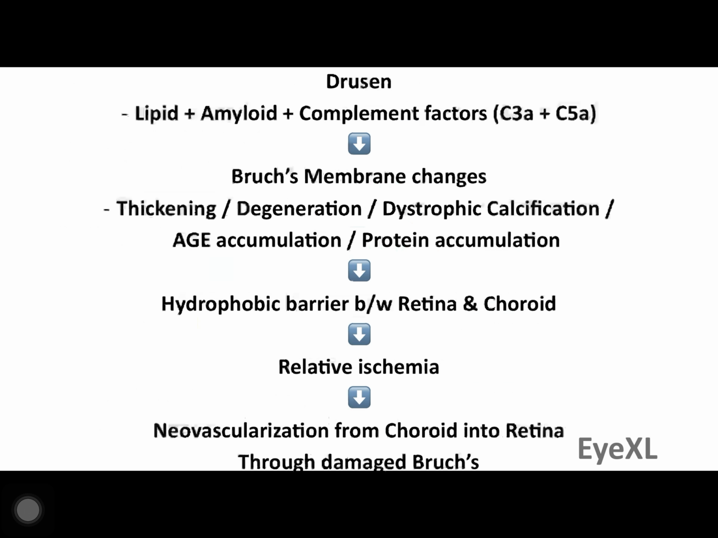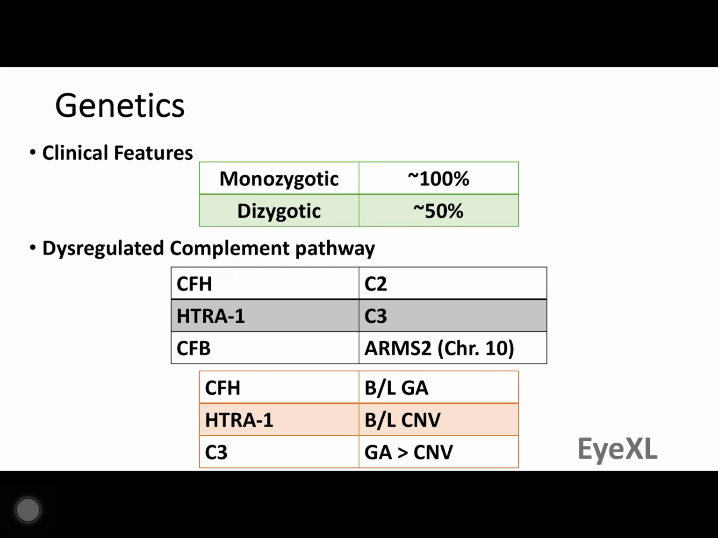Consequently, wherever there is ischemia, the body tries to increase the blood supply by producing neovascularization. So most commonly, this neovascularization happens from the choroid into the retina through a damaged Bruch's membrane. So it is the choroidal vessels that are trying to make up for the tissue ischemia. It is very rare that new blood vessels are formed within the retina. So more commonly, it is the choroidal blood vessels growing into the retina through a damaged Bruch's membrane.